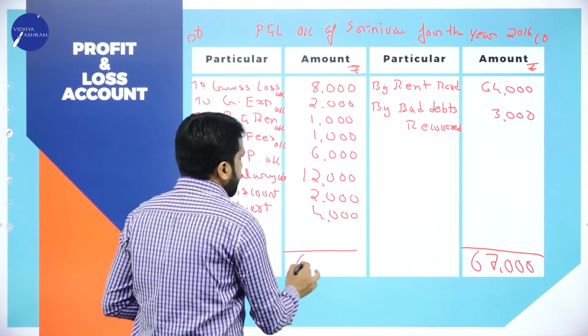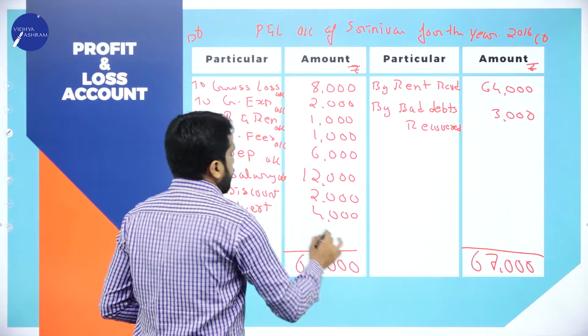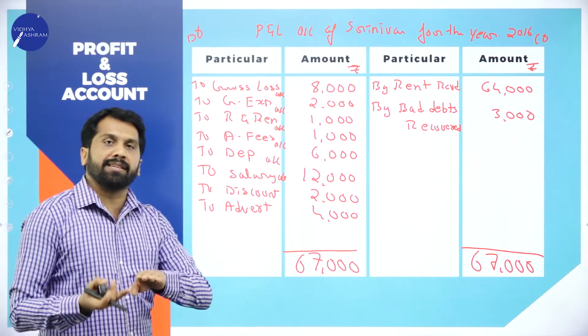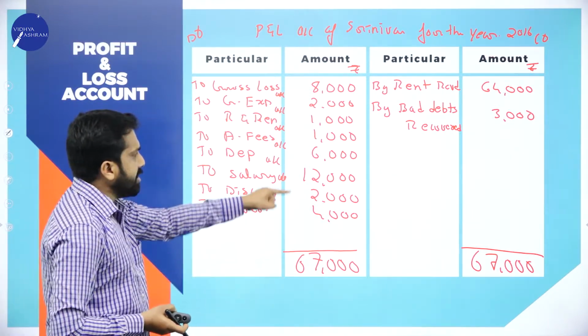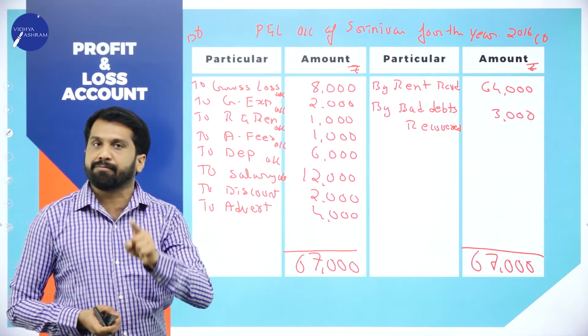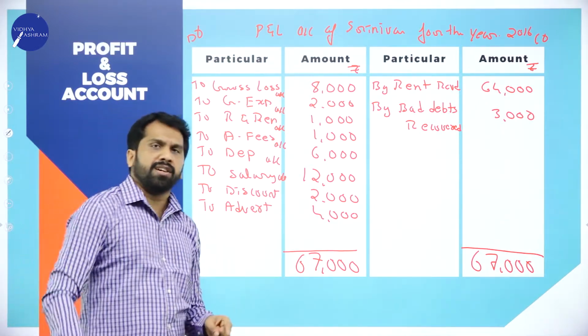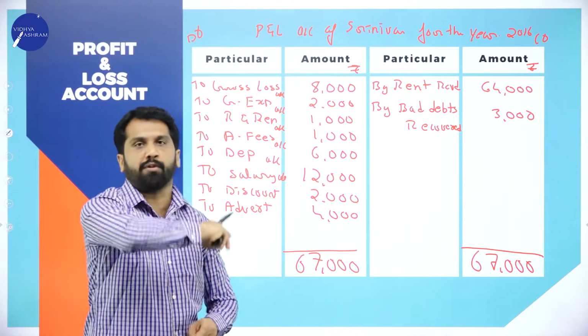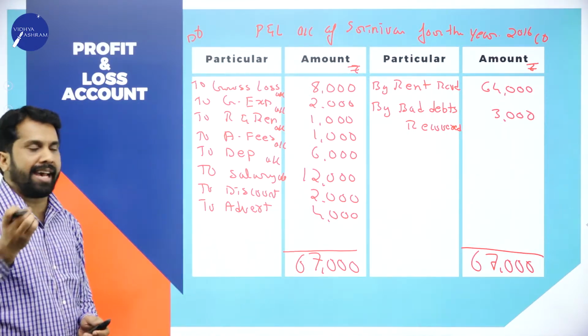Same 67,000 you have to write here also. Now from 67, if you minus these things, whatever you get, that is what? Net profit. Your final profit. Net profit. We'll calculate that.